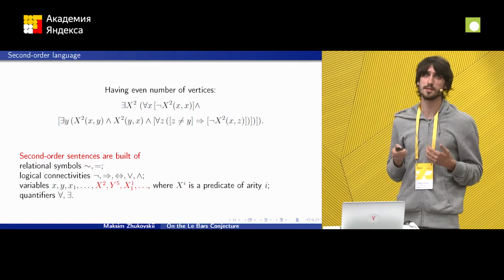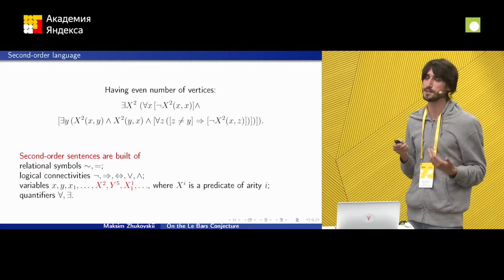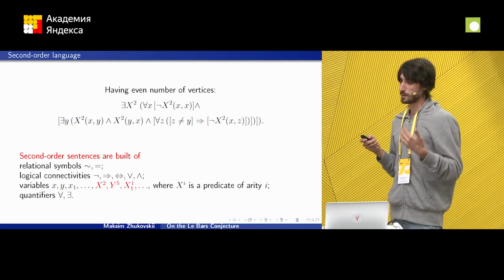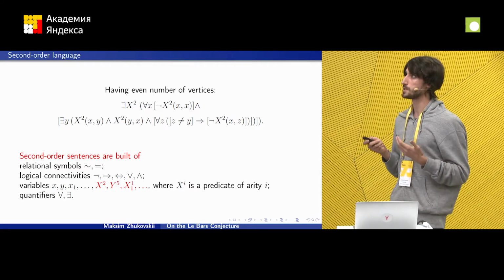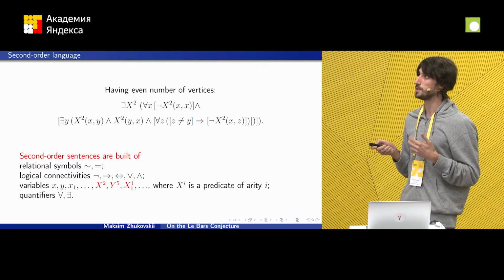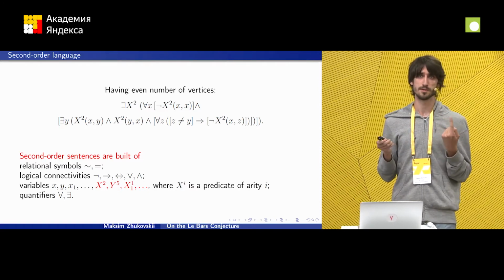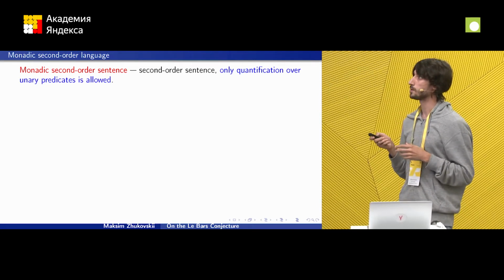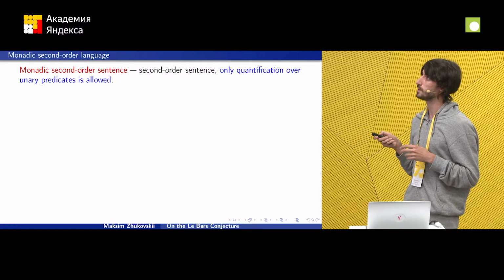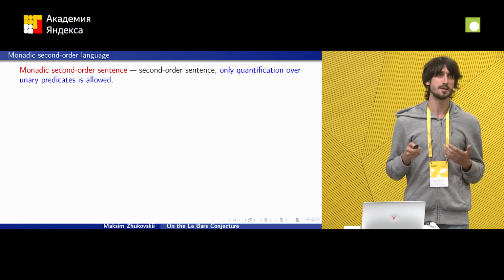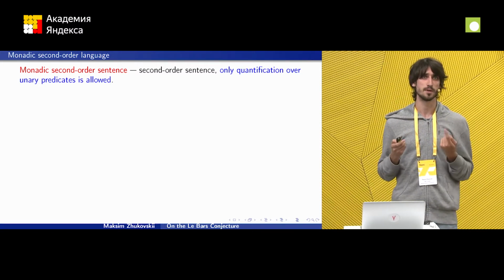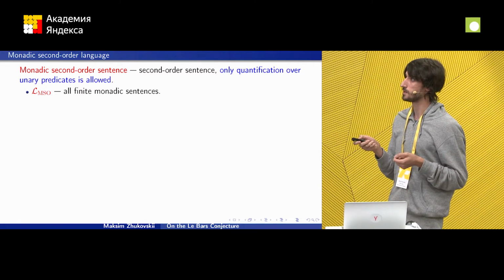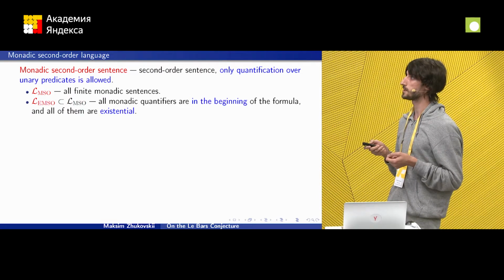Okay, so it is easy to see that the property of being connected and the property of having chromatic number equal to k can also be represented in this language, and we only need functions of one argument for this. And such sentences are called monadic second order, so we need only unary predicates. Unary predicates means that this predicate has only one argument. And I will denote by this the set of all finite monadic sentences.